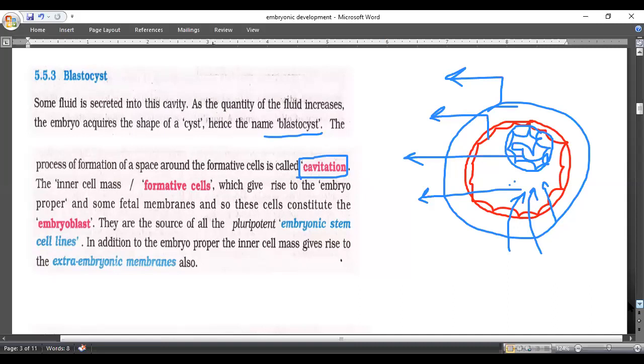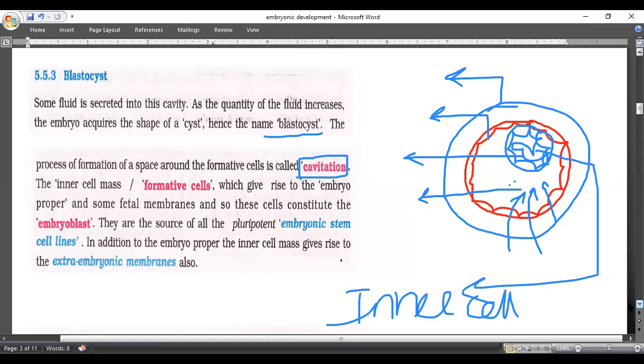This is the inner cell mass, which is even called the formative cells, which give rise to the embryo proper. These kinds of words will be understood when we reach the end. That means the embryo proper and some fetal membranes.